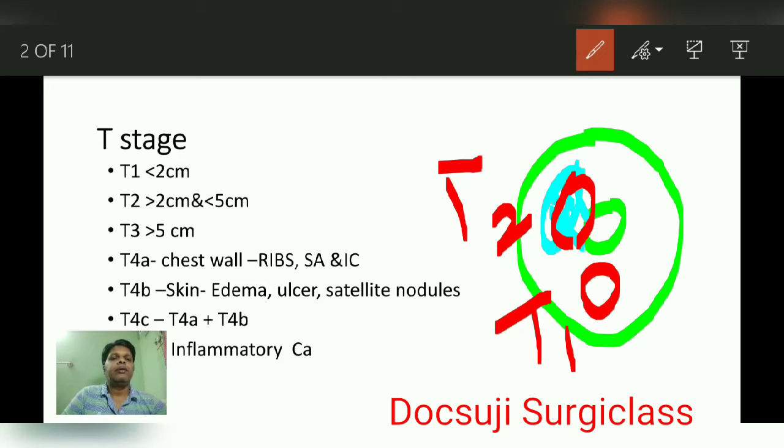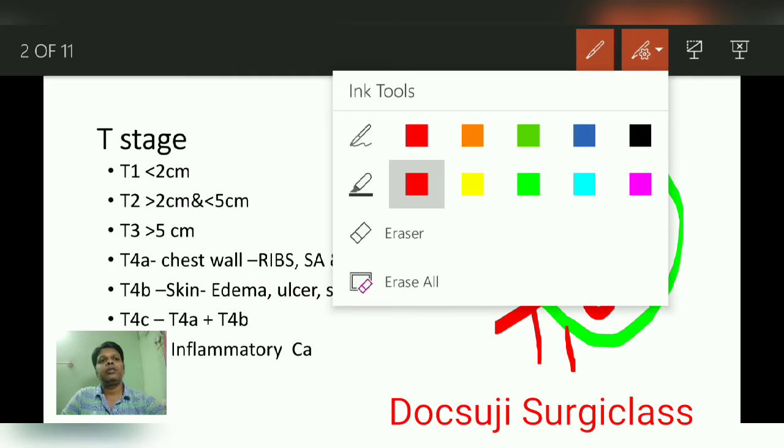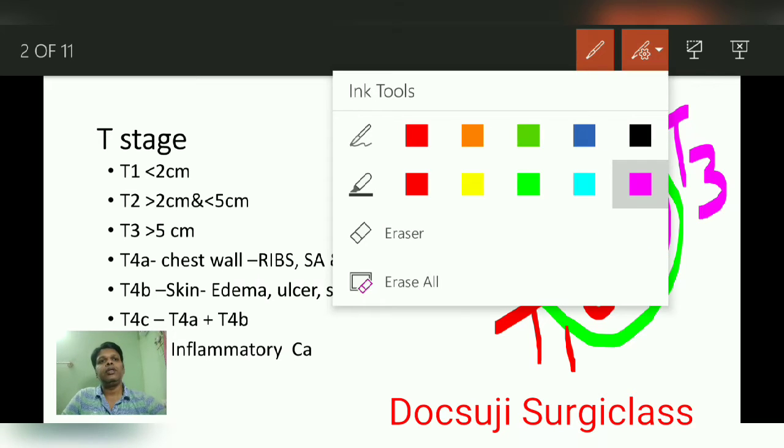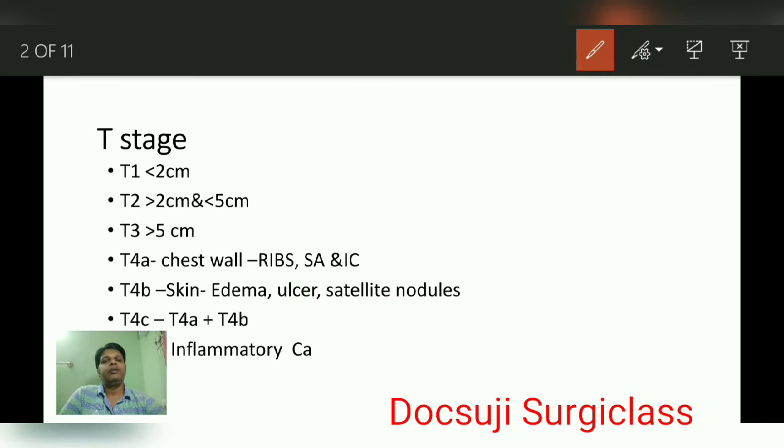Then the third one is the tumor size, if it is more than 5 cm, then it is called T3. So T1, T2, T3 are based on the size of the tumor: size less than 2 cm, 2 to 5 cm, and more than 5 cm. This is about T1 to T3. Then you have to discuss T4.